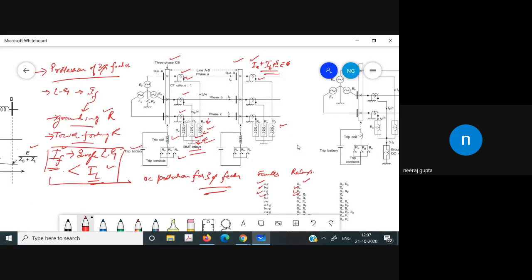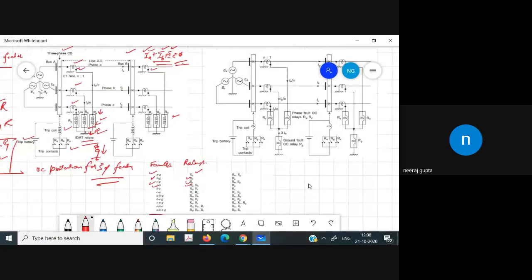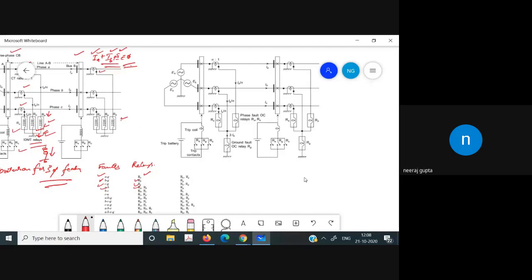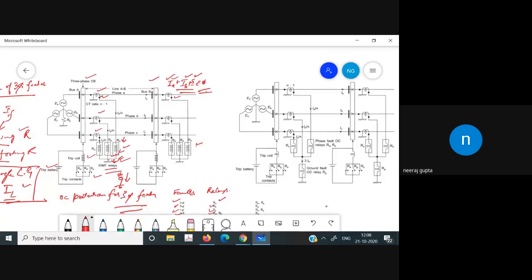If no fault is there, then IA, IB, IC is equal to 0 for a balanced condition. However, if a fault is there, then that current would move towards the ground. And if we use the logic that we have a relay at the ground, it will detect the residual current, and as a result it will work. So we modify the scheme in such a way that we connect one relay at the ground for the residual current.